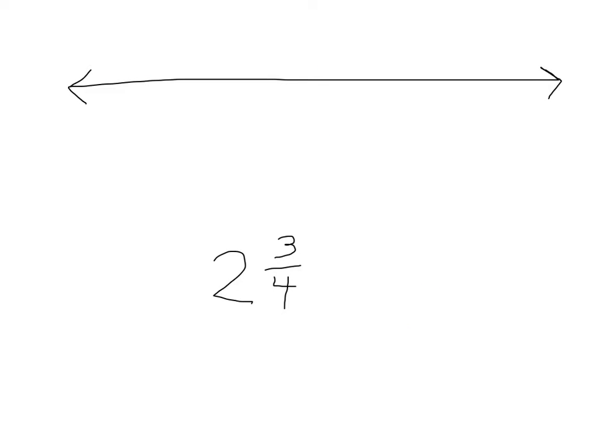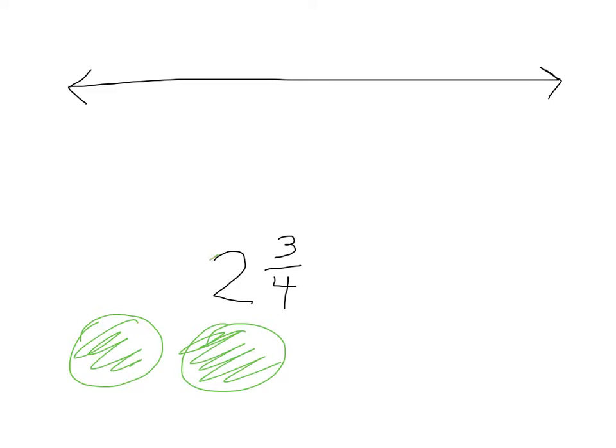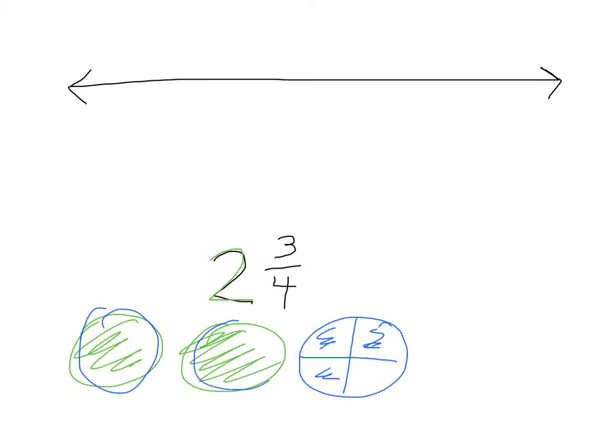Now we are going to put a mixed number on a number line. This mixed number is 2 and 3/4. This means that I have two whole pizzas, or 2 wholes of anything, 2 whole, and then I also have 3/4. So I need to think about 3 out of 4 pieces. 1, 2, 3. So now I have 2 wholes, and then I have 3/4 of another one.